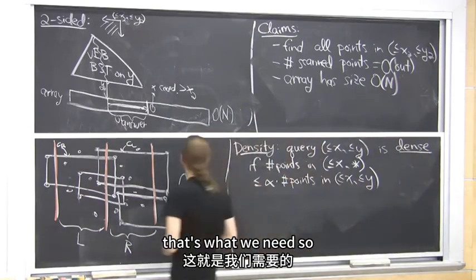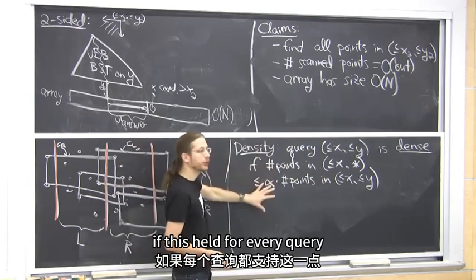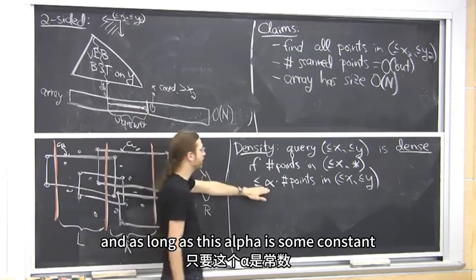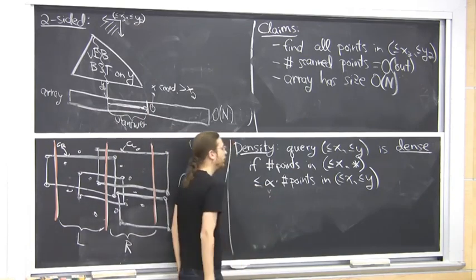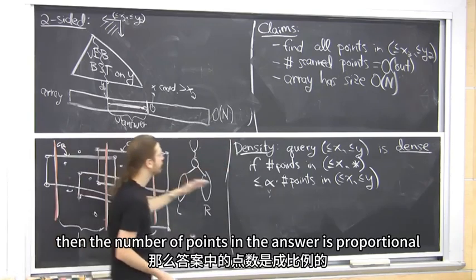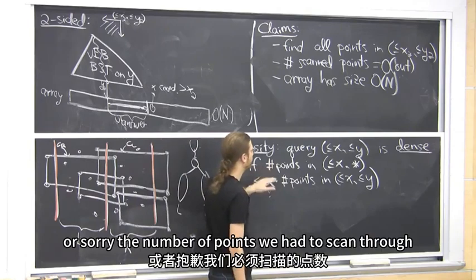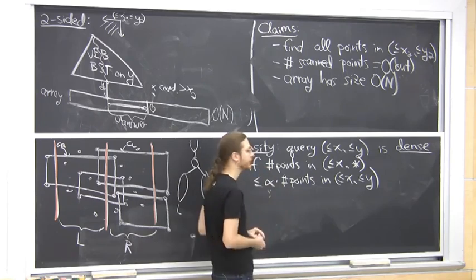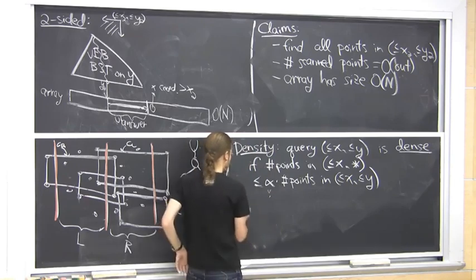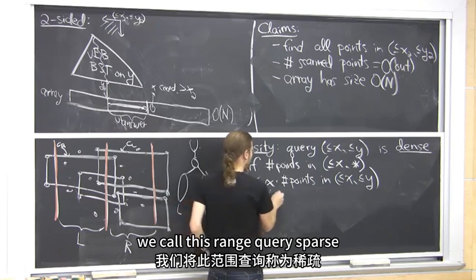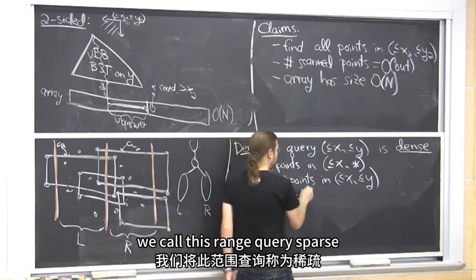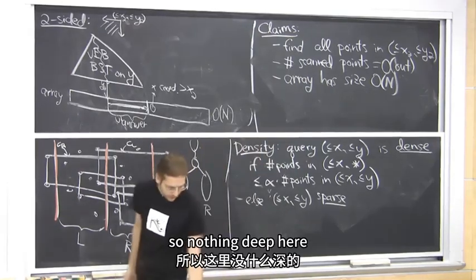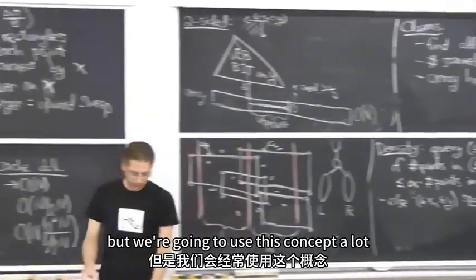That's what we need. So if this held for every query, we'd be happy. Start at the beginning, scan, and as long as this alpha is some constant bigger than 1, then the number of points we had to scan through is proportional to the number of points in the answer, and so we're done. Okay, so this is the easy case. We need to distinguish it. Otherwise, we call this range query sparse. And those are the interesting cases. So nothing deep here, but we're going to use this concept a lot.